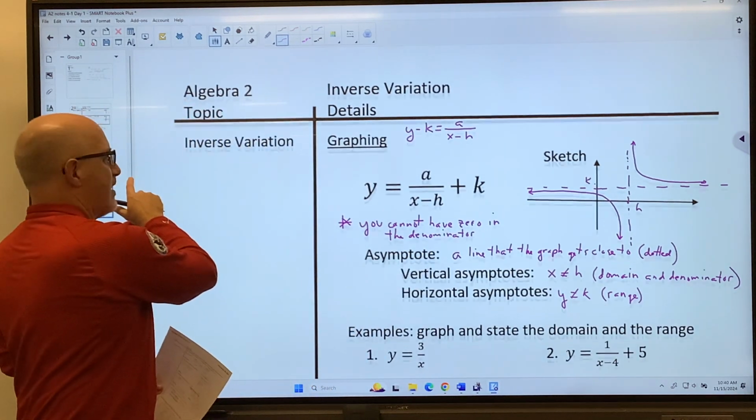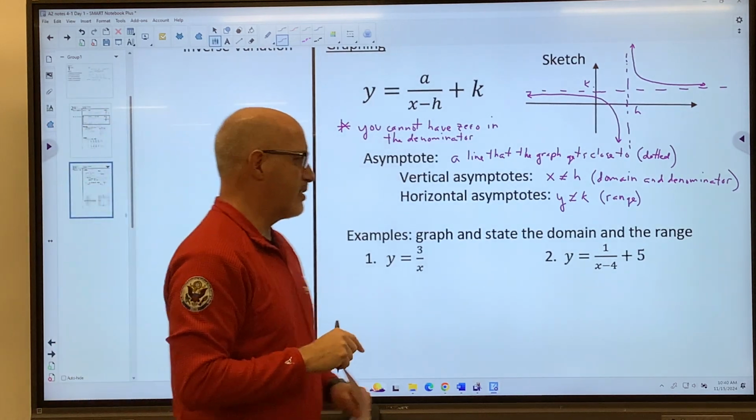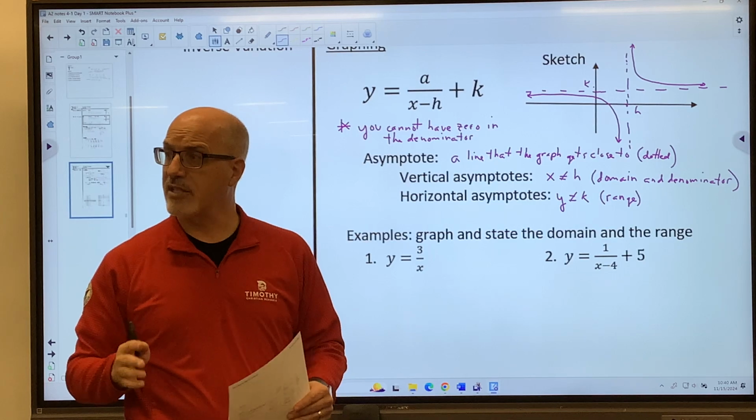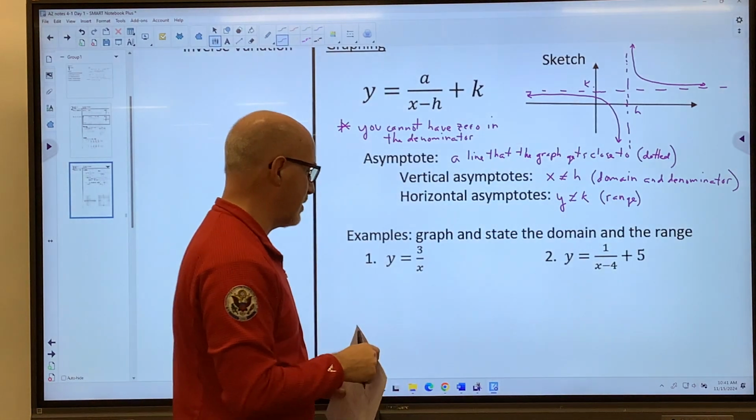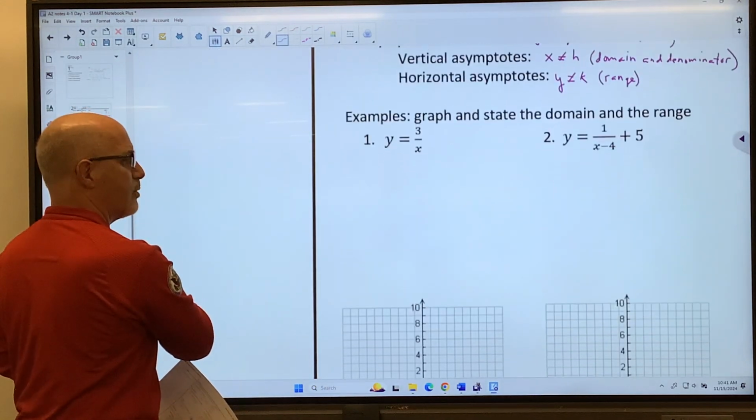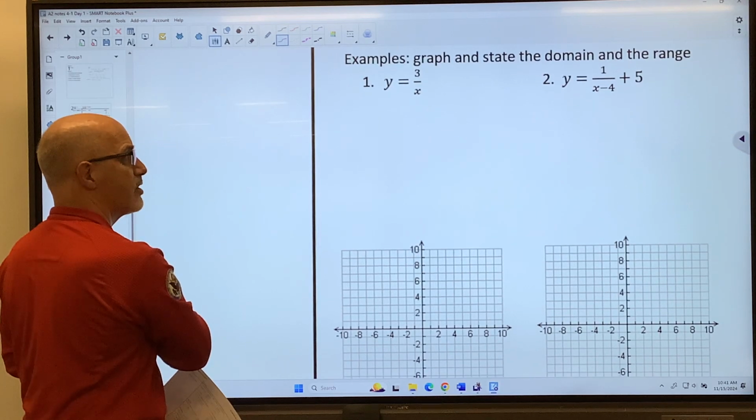All right, that's a lot of theory. Let's go ahead and do now an example with each of these graphs, okay? These are gonna be fairly quick and not necessarily very difficult to do. You're gonna use your graphing calculator at times. So we wanna do y equals 3 over x, and we're gonna state the domain and range, okay?